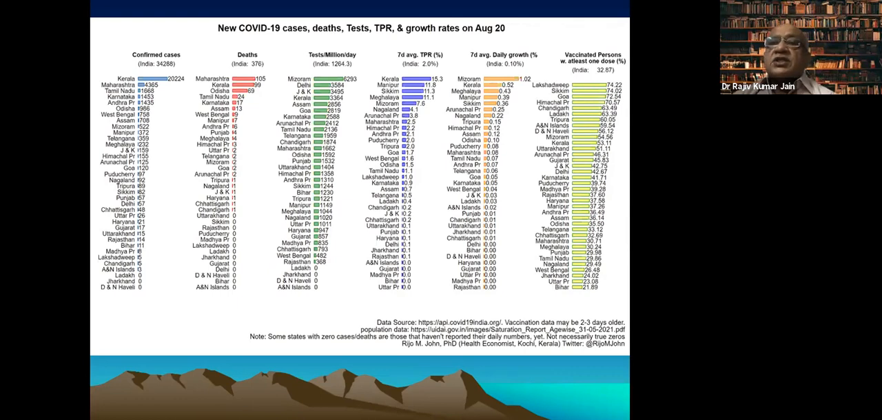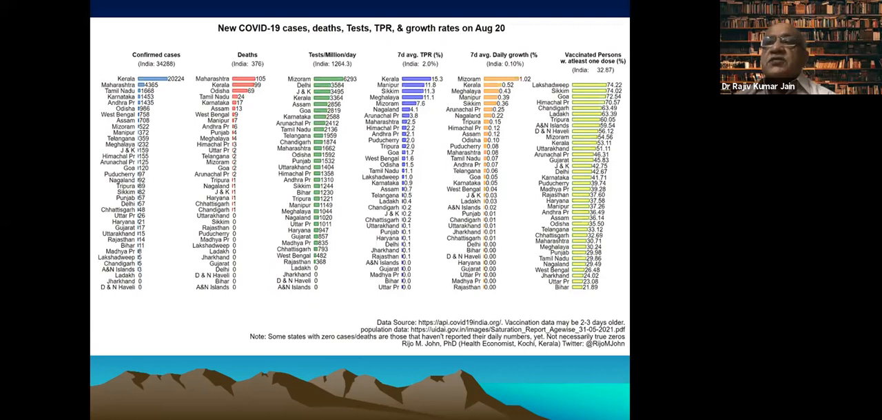If you look at the tests per million per day, Indian average is 1264.3. Rajasthan only 368. West Bengal only 482. Chhattisgarh only 793. And Madhya Pradesh only 835. Gujarat only 857. So test per million per day is low, very low in these states.